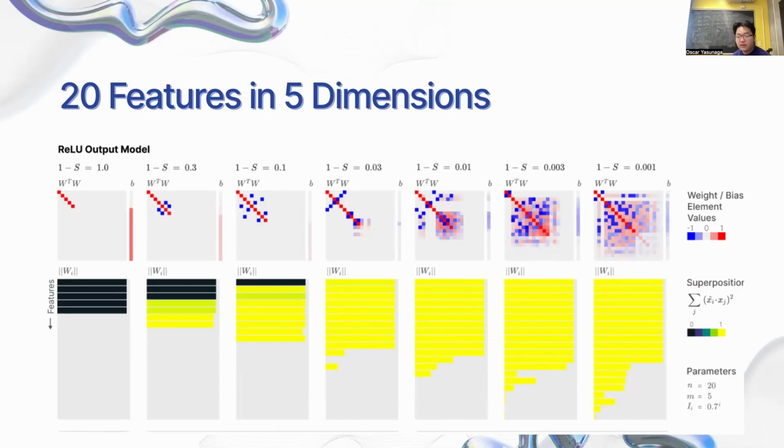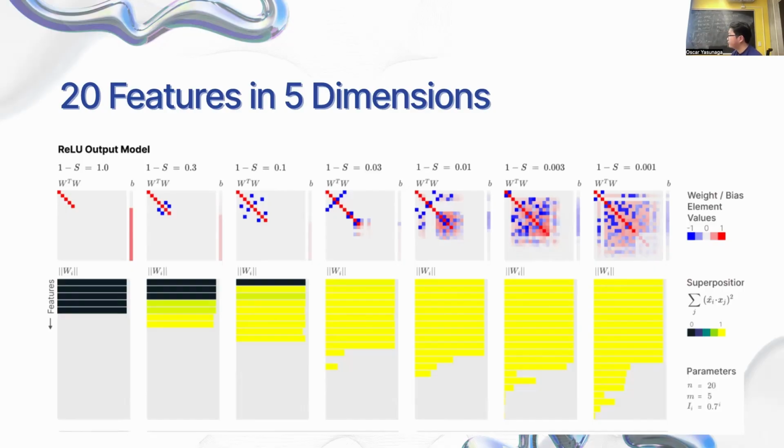And generally speaking, you can see that if your feature vectors are very dense, then only the top five most important vectors in high dimensional space get expressed. But as you increase sparsity, the model is more willing to take that risk of allowing superposition and allowing this expression of the other 15 not as important feature vectors.